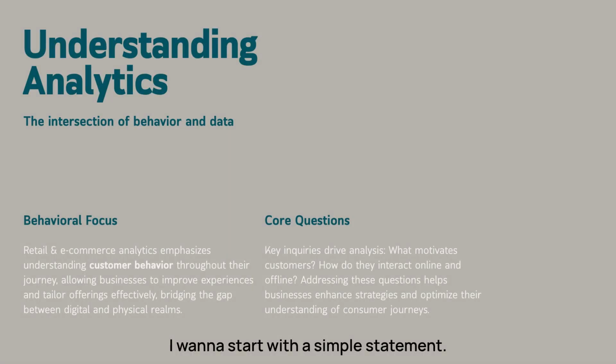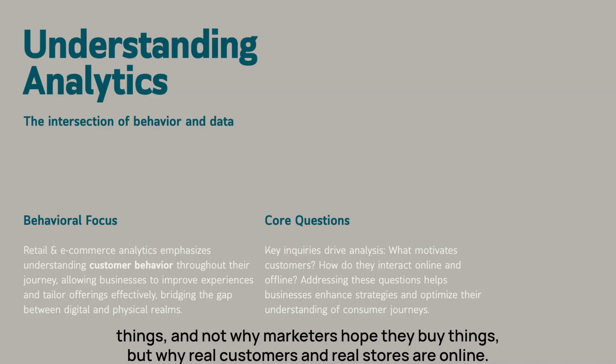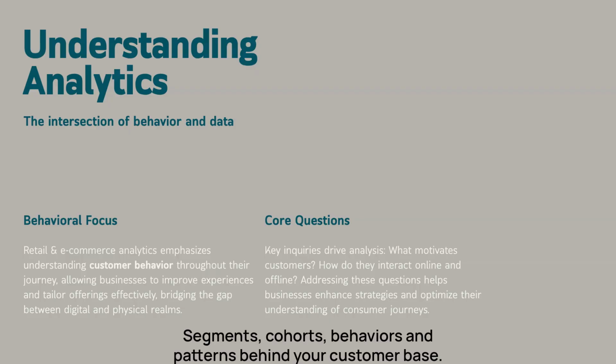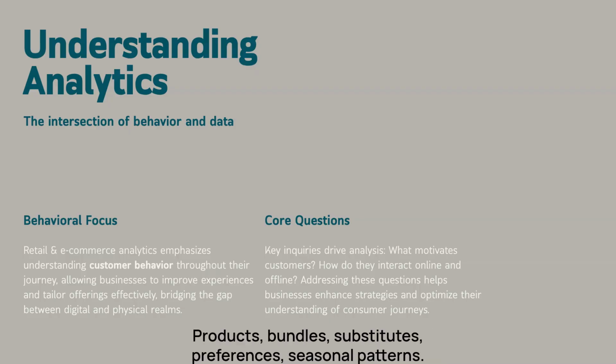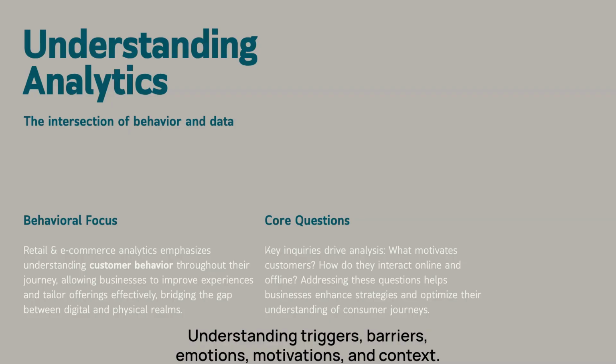I want to start with a simple statement. Retail analytics is the science of understanding why people buy things, not why they say they buy things, and not why marketers hope they buy things, but why real customers in real stores or online choose one product over another. At its core, retail analytics answers 4 questions. Who buys? The segments, cohorts, behaviors, and patterns behind your customer base. What do they buy? Products, bundles, substitutes, preferences, seasonal patterns. When do they buy? Timing, cycles, seasonality, budget patterns, event-driven purchases. Why do they buy? This is the magical part. Understanding triggers, barriers, emotions, motivations, and context.